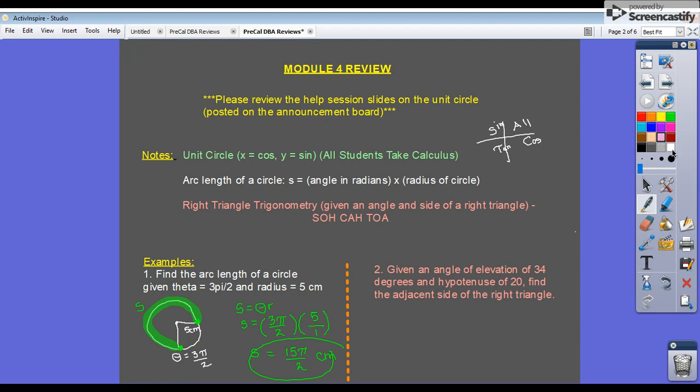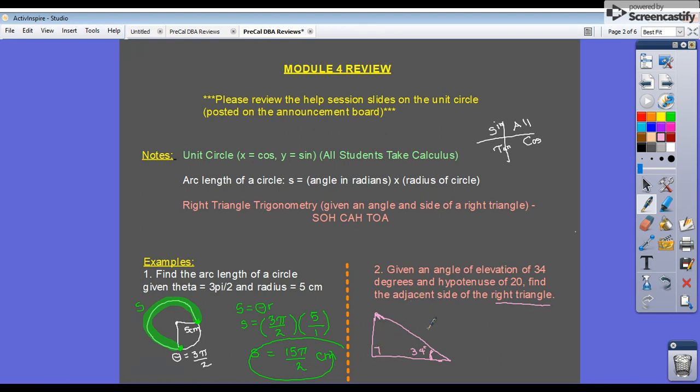And then for the next problem, given an angle of elevation of 34 degrees. If I draw out a right triangle, because it does tell me it is a right triangle, the angle of elevation is right here, 34 degrees. If I was talking about this angle up here, this would be known as my angle of depression. So keep in mind, the angle down here is known as the angle of elevation. The angle up here is known as the angle of depression. And then I have my right angle.